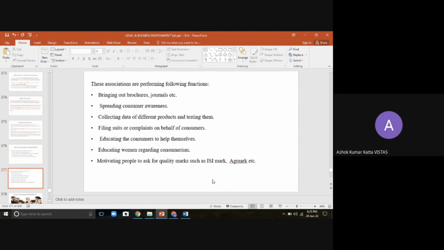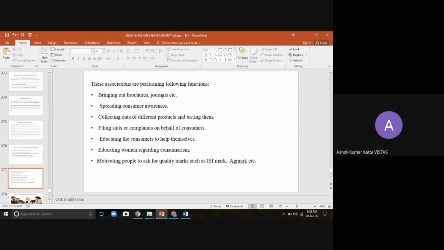So how do these institutes, these 500 organizations, work? First, they bring out brochures and journals. Whenever you approach these organizations, they will give you brochures. They will explain in the journals that these are all your rights, roles and responsibilities before you buy a product. If you find any defects, this is the process to file the case, and this is how you need to do the follow-up. This kind of guidance is given by the consumer protection organizations.